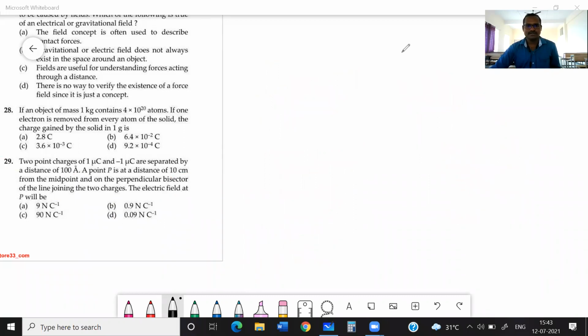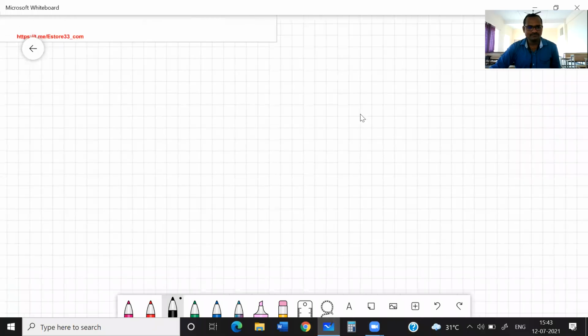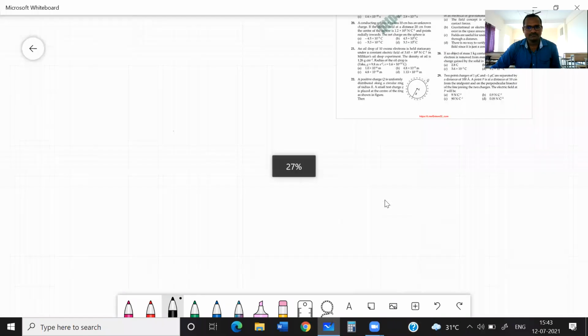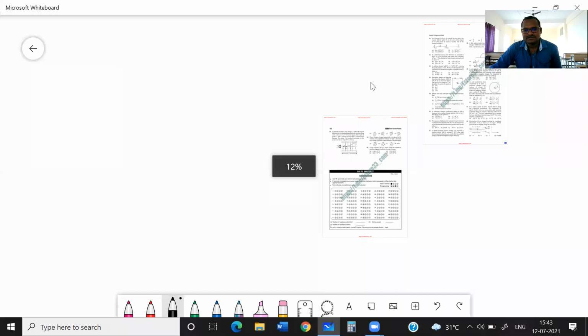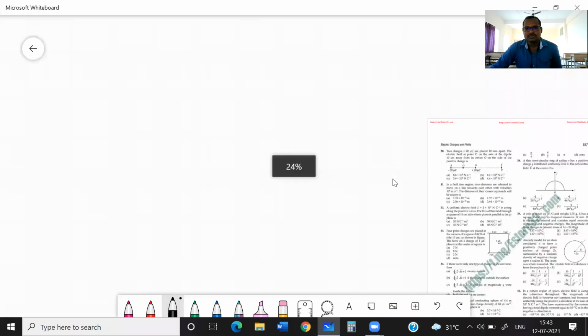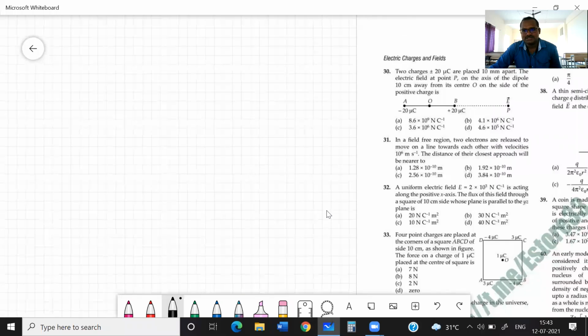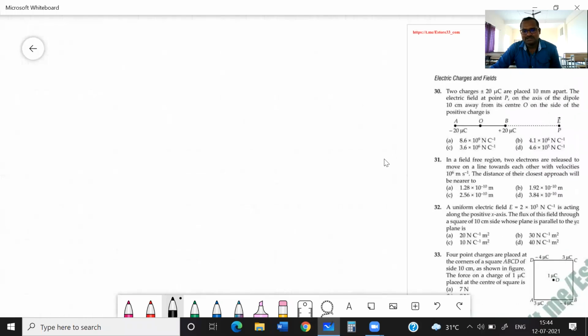Let us go to next question. Question number 30. Yes, students, here is your question number 30. They have given that two charges 20 microcoulomb are placed 10 millimeter apart. The electric field at a point P on the axial line of a dipole 10 centimeter away from its center O on the side of a positive charge is how much?